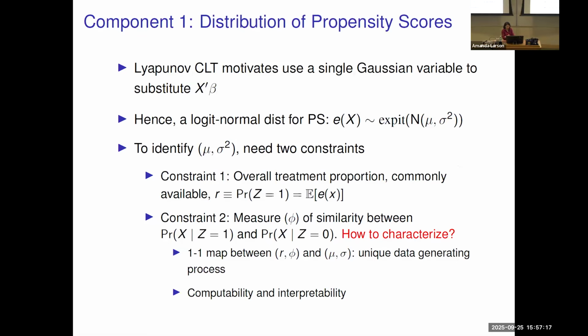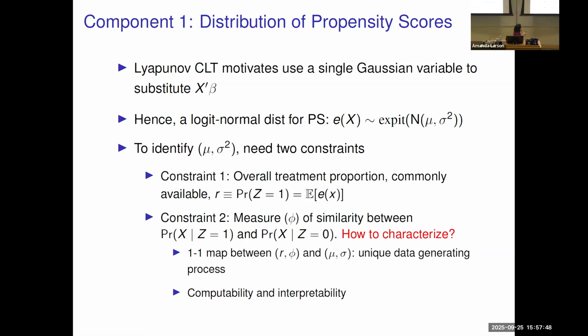Okay, so now with this kind of trick, things become interesting. I can do a lot of fun things. First is the distribution of propensity score. Remember, I need to do that. So again, with Lyapunov, we want to use a single Gaussian variable to substitute X beta. I actually looked through the power calculation literature, and I feel a lot of people indeed simulate with just a single Gaussian variable. And now I have theoretical footing for that.